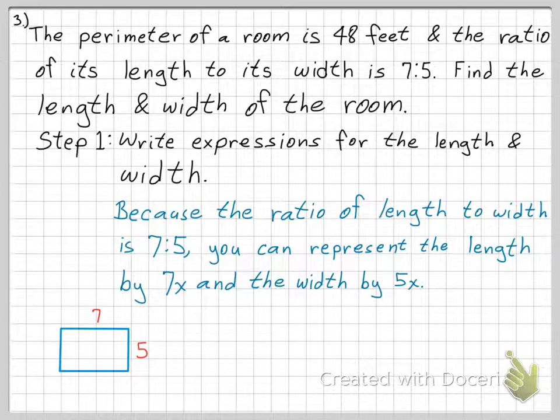But we do know it has to be the same number. Okay? If they were two different numbers, like a 2 and a 3, that would change the ratio. So that's impossible. It can't be two different numbers. It has to be the same number. And what is that same number? Well, we don't know. So we're going to just call it x. So we have that the length is 7x and the width is 5x. The length is 7 times some number, which we don't know yet, and the width is 5 times that same number, which we don't know yet. Okay?